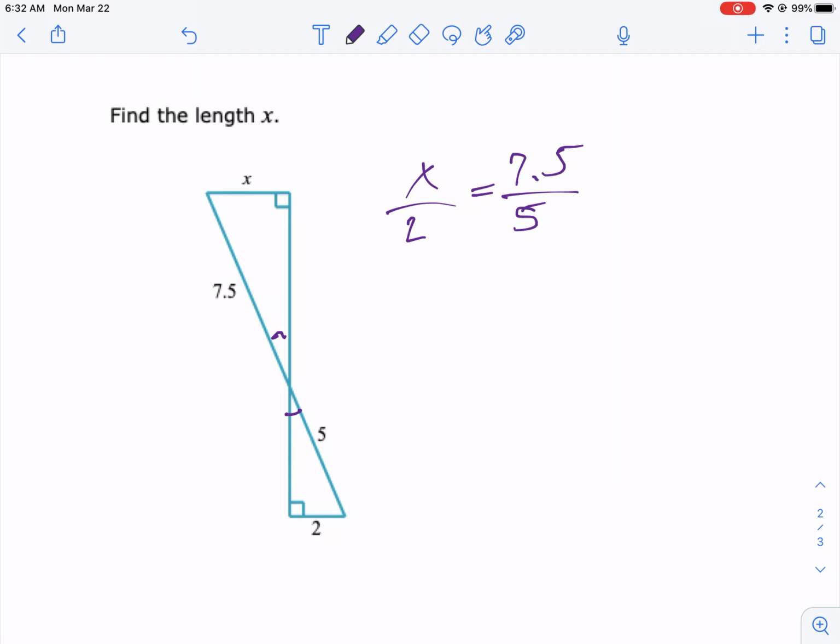Now, to get x by itself, we multiply both sides by 2. Once again, if you want to write that as 2 over 1, you can. So we get x equals. Well, 2 doesn't go into 5, so 7.5 times 2, well, that's 15. 15 over 5 is 3.